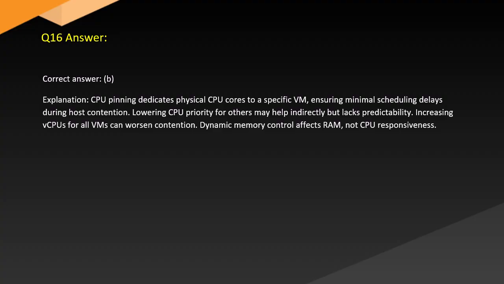Answer. Correct answer, B. Explanation. CPU pinning dedicates physical CPU cores to a specific VM, ensuring minimal scheduling delays during host contention. Lowering CPU priority for others may help indirectly but lacks predictability. Increasing vCPUs for all VMs can worsen contention. Dynamic memory control affects RAM, not CPU responsiveness.